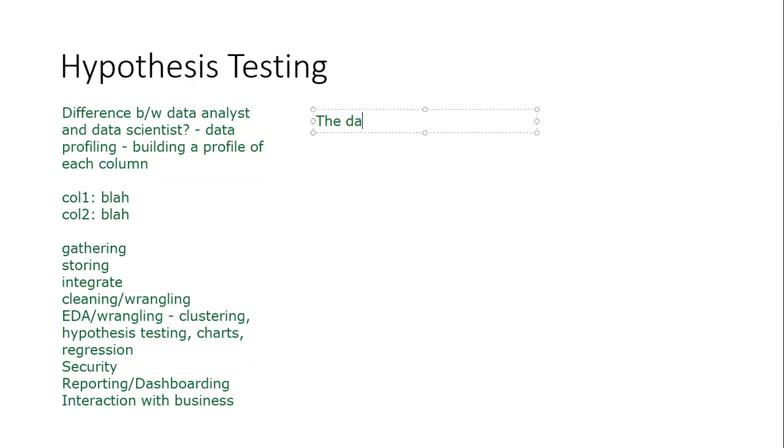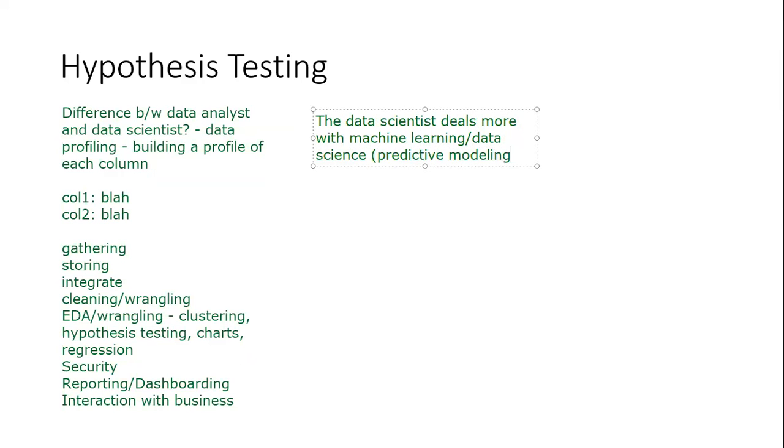the data scientist, someone said it correctly, deals more with machine learning, which we also call data science. That means predictive modeling, time series forecasting, that sort of stuff. Is this thing clear?